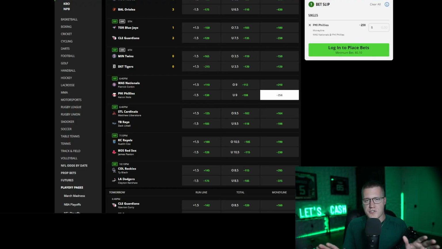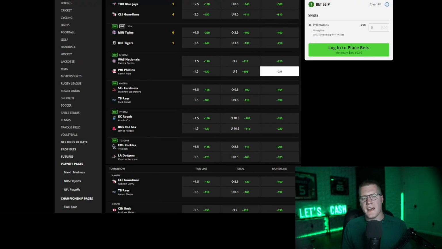And I get it, those numbers do not make sense right now, but allow me to explain. The first thing that you're going to want to understand is that minus numbers mean that you're betting on the favorite to win that game, and plus numbers mean that you're betting on an underdog to win. So per this example, as you can see, the Phillies have a minus 258 implied odds to win this game, therefore they're the favorite to win this game. And the Nationals are plus 210, therefore they are the underdog.